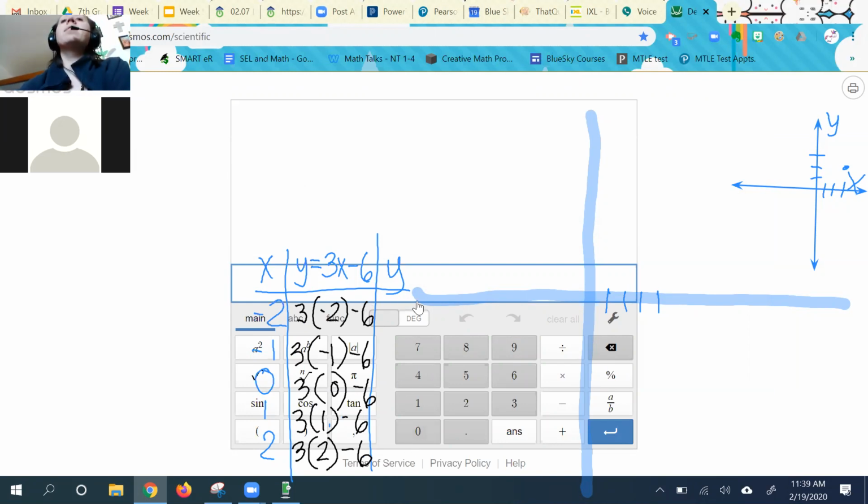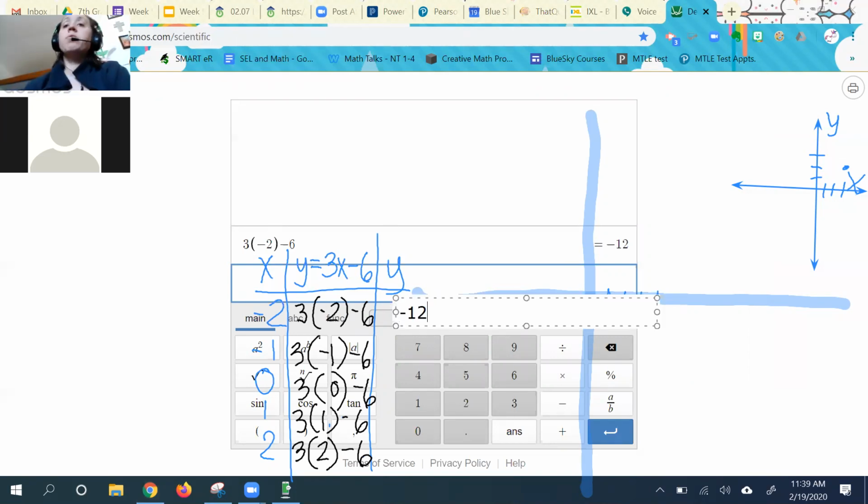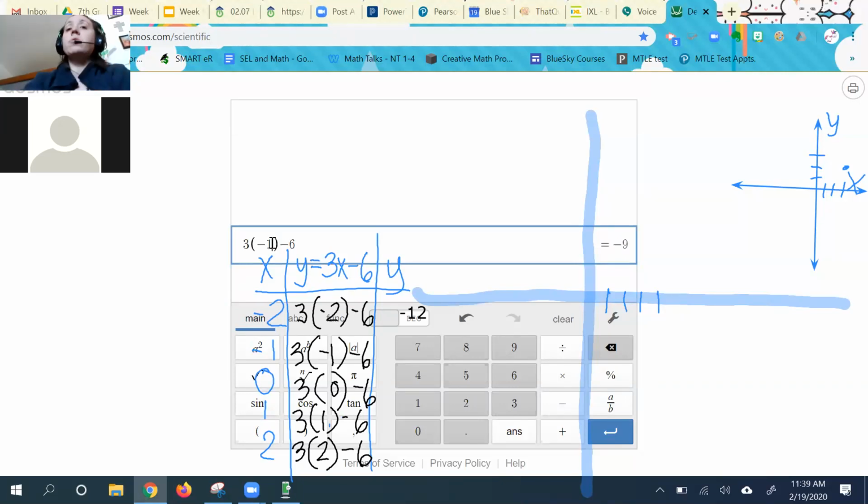Oh, the pattern in the table? Aha, yeah, that's a good point. Let's do the first two and then we'll see what he's talking about. So we can do 3, and then our parentheses, -2 minus 6. And you don't even have to type it in every time, guys. That's the beauty of this. So this one's -12. What we can do is go into Desmos and just put your cursor right in the middle of those parentheses and change it to a -1. It's even easier.